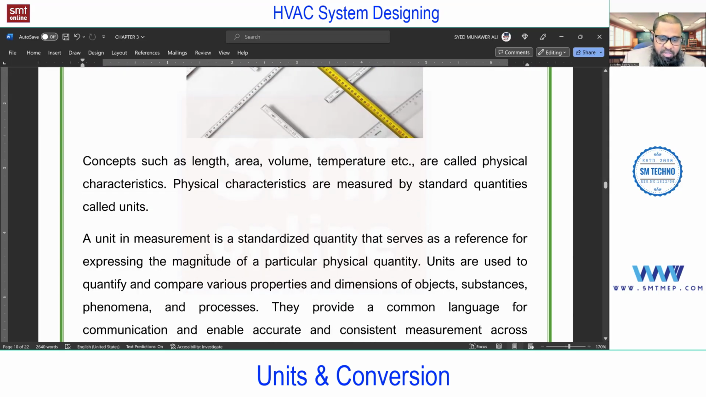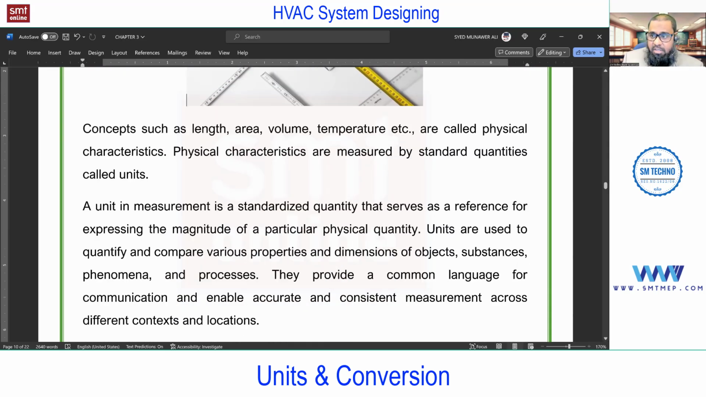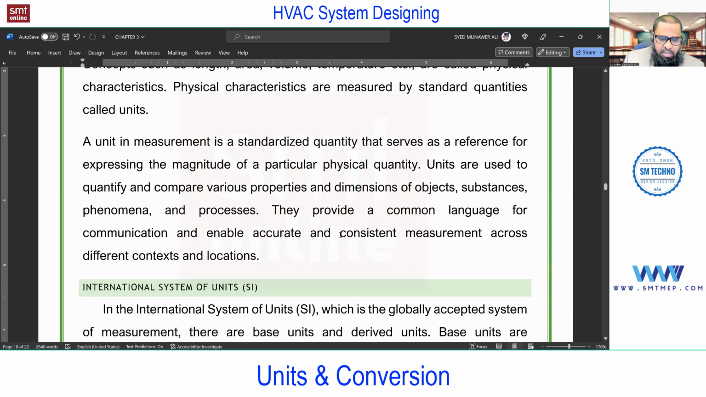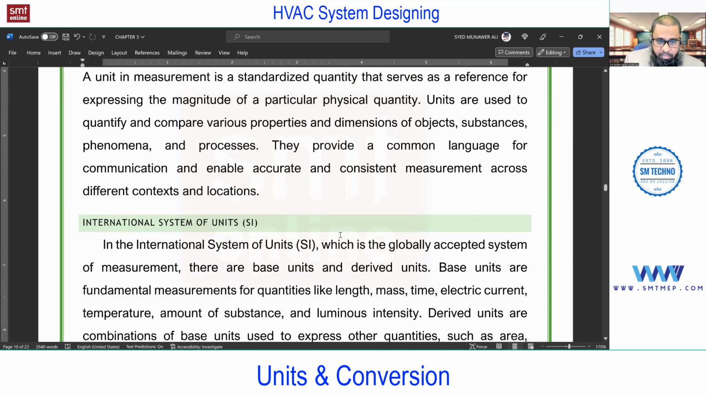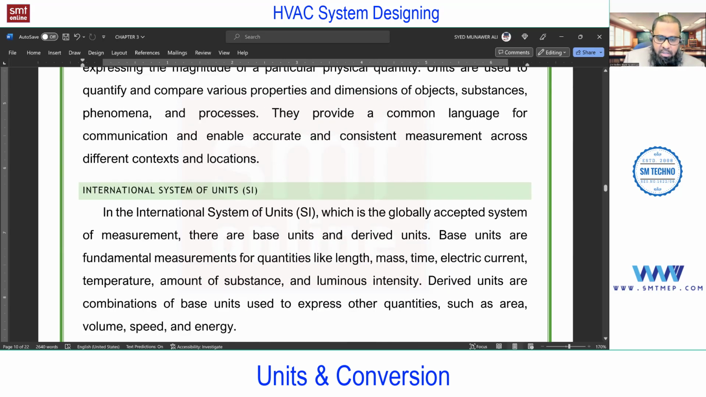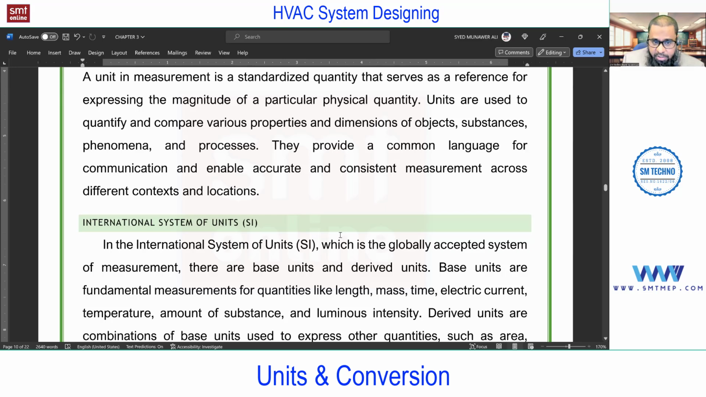So you see, a unit is a measurement, a standard quantity that serves as a reference for expressing the magnitude, meaning the number, for a particular physical quantity. I've given a lot of theory. You can go through it once after the session. I'll just focus on the concept, the main points. Additional points I've also given. This time I've given some more additional theory for the units because this is important. So I think you got the idea of what a unit is and the importance of units.